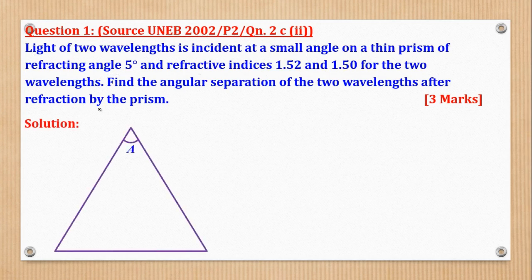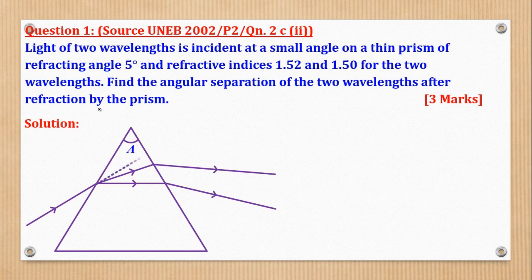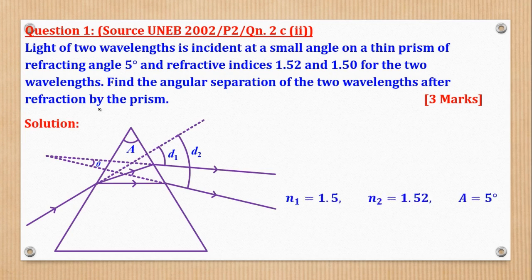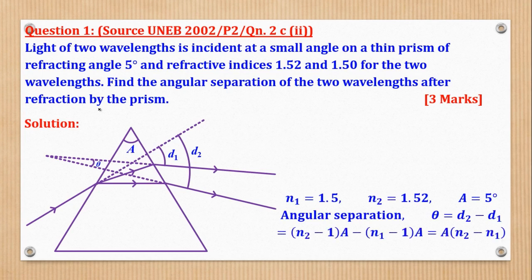We can make a sketch if you want, but all you're interested in is the formula for angular separation. So we have d1, d2, and the angular separation will be that theta. And that theta will be given by d2 minus d1. Substitute for d2 and d1, and then get the answer they want.